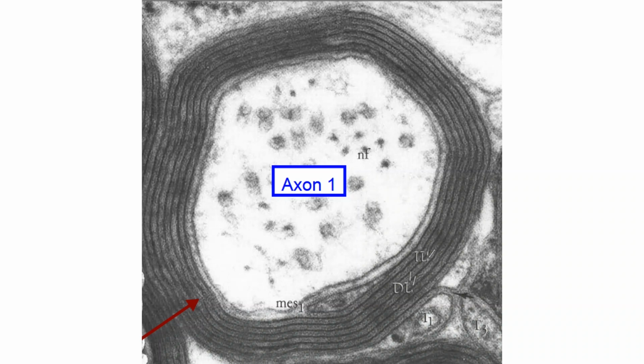This is an electron microscope image of a cross section in an axon, where you can see that the light area in the middle is the cytoplasm of the axon, and you can see that the outer cover, the myelin sheath, is made of several turns of a Schwann cell.